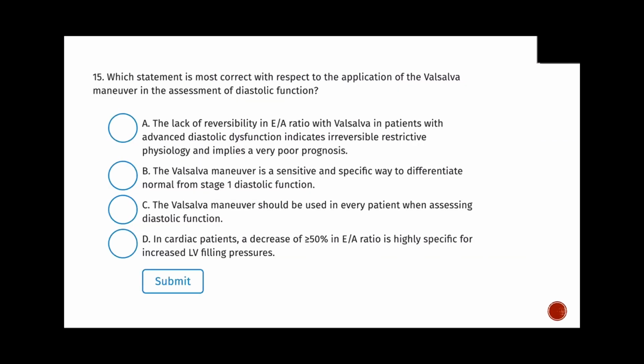I'm going through these questions pretty quickly just for the sake of time, so we can get in under an hour. Which statement is most correct with respect to application of Valsalva maneuver in assessment of diastolic function?